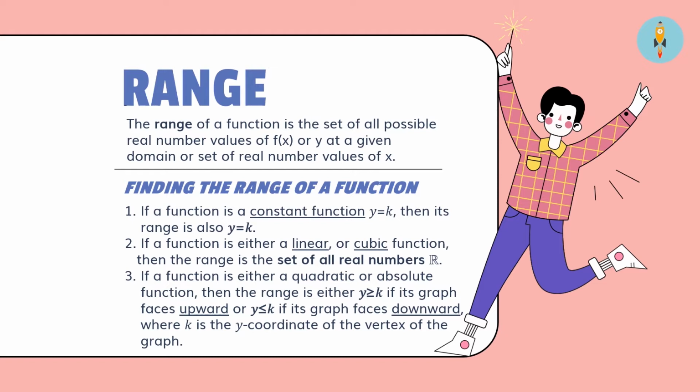How to find the range of the function? First, if a function is a constant function y is equal to k, then the range is also y is equal to k. Second, if a function is either a linear or cubic function, then the range is the set of all real numbers R. If a function is either a quadratic or an absolute function, then the range is either y is greater than or equal to k if its graph faces upward, or y is less than or equal to k if its graph faces downward, where k is the y-coordinate of the vertex of the graph.